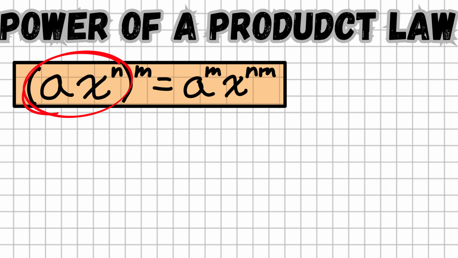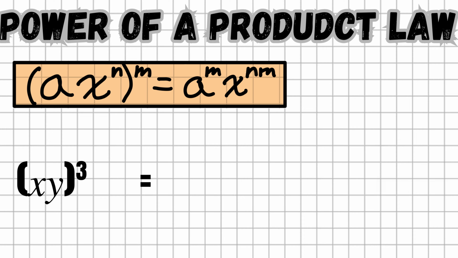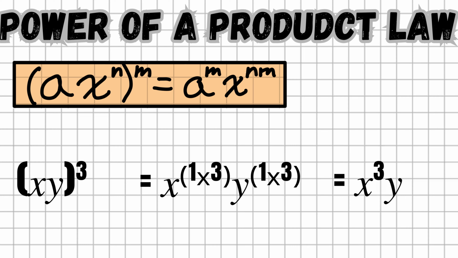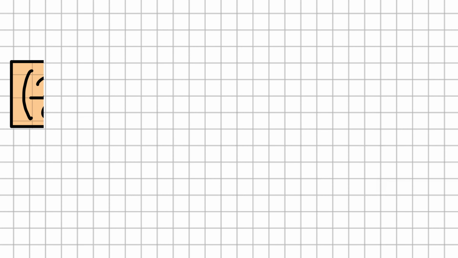Next is the power of a product law. When raising a product to a power, apply the exponent to each factor inside the brackets. So xy raised to the power of 3 becomes x to the power of 3 times y to the power of 3.